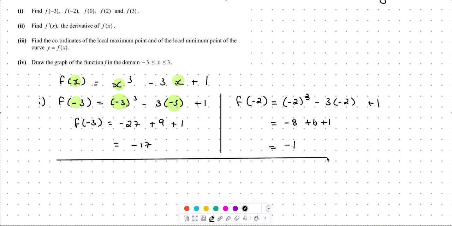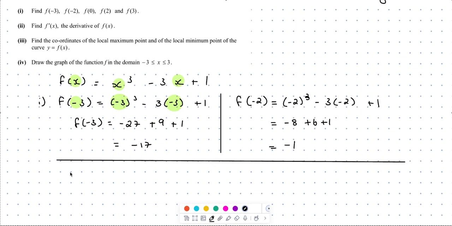The next one, and I am going to do them all out and you'll see why in a second. Not only to answer the question fully, but it's worth doing it out now, because later on we're asked to graph it and you'll see how this connects back to the graph. So f of 0 is going to be 0 cubed minus 3 by 0 plus 1. 0 cubed is 0, minus 3 by 0 is 0, and then plus 1 is just plus 1.